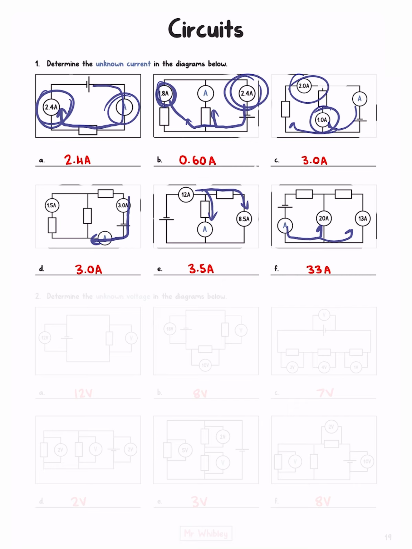Question 2. Determine the unknown voltage in the diagrams below. We have a voltage source with 12 volts across it, in series with a resistor with our unknown voltage. Because there's 12 volts across our power supply, there must be 12 volts being used across the resistor.